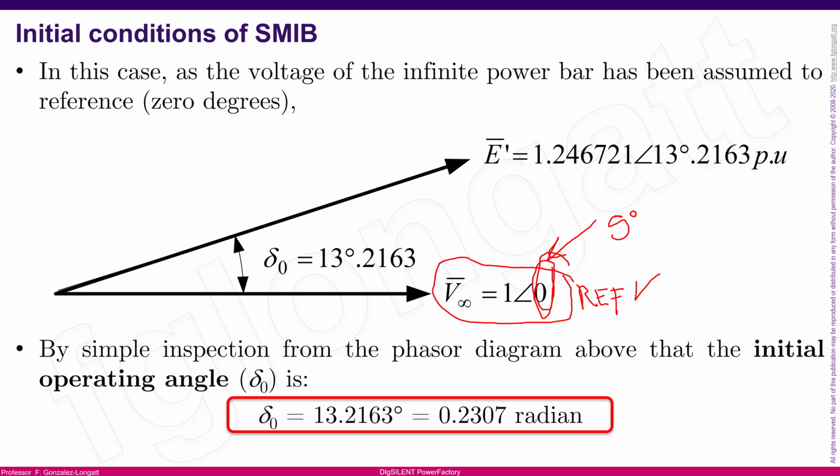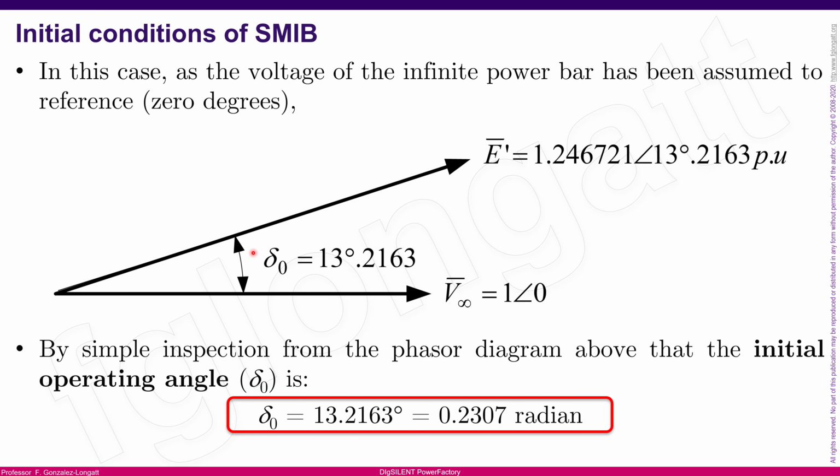If you look here, let me clear the screen. If you look in this phasor diagram, you can see the location of the internal voltage. This is 1.24 at 13 degrees, okay? And this is the infinite bus bar position, okay? 1 at 0 degrees. The angle that is defined between the two phasors is the initial operating angle, that is the initial rotor angle, okay? In this very specific case, the numerical value is 13.21, okay?